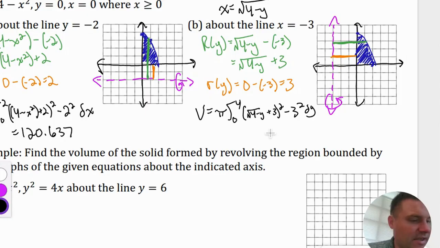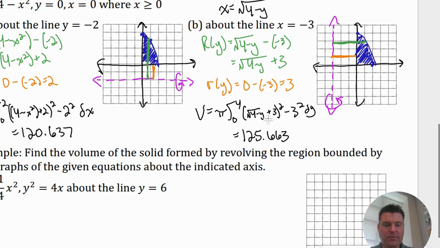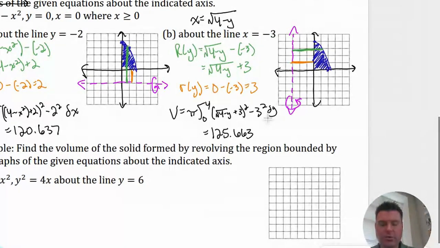I already did that, and hopefully everything's accurate. If it's not, feel free to leave a comment. Or you know what? Just feel free to leave a comment anyway. There's a good chance I'll respond. 0.6637. I'll just truncate. Okay? And all we got left here is one more problem.